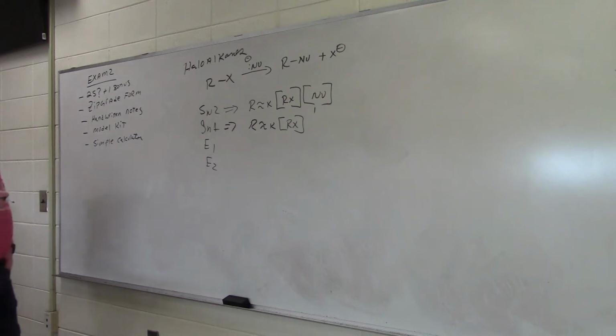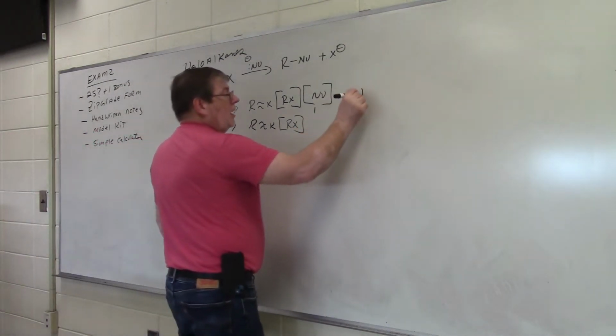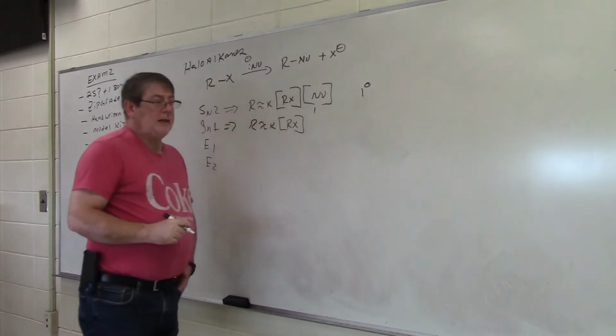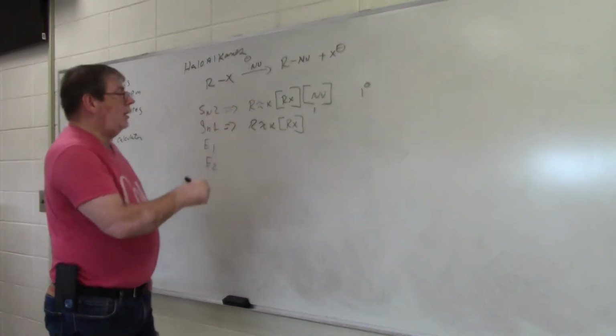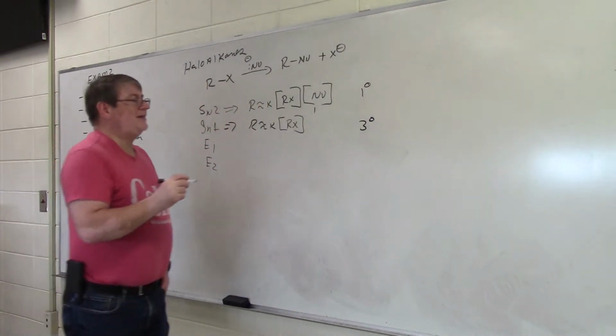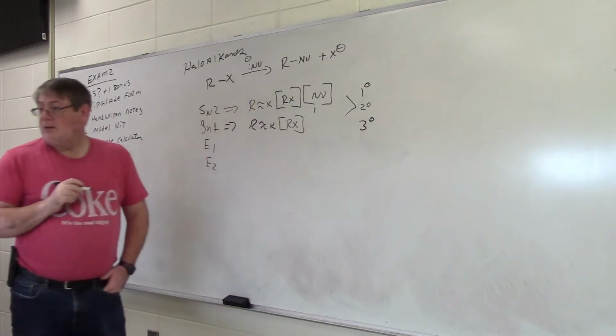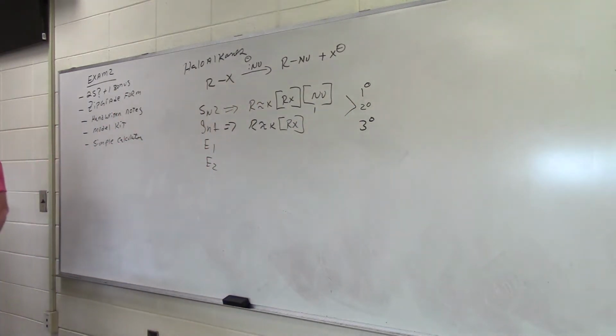So we know that SN2 reactions are favored for primary alkyl halides. We know that SN1 are favored by tertiary alkyl halides. We know that secondary alkyl halides can kind of do both, right? Secondary alkyl halide can do SN2, but it can also do SN1, depends on what the conditions are.